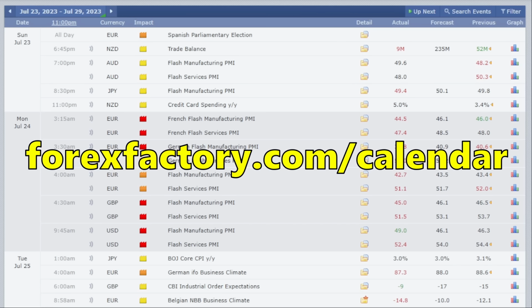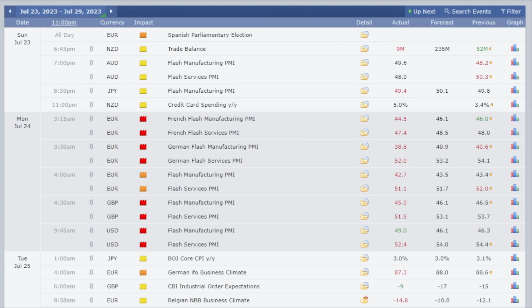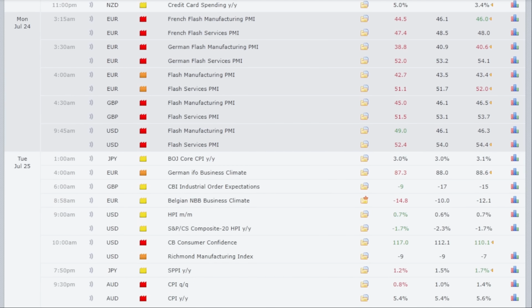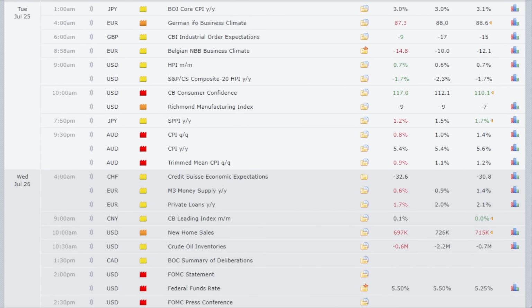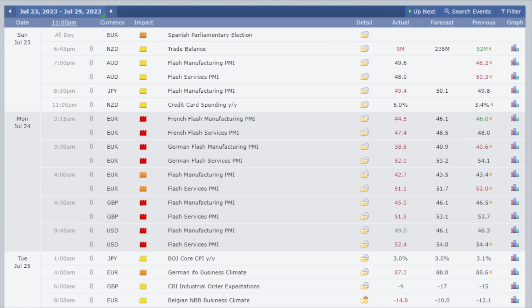If you search forexfactory.com/calendar, this is the page you'll be taken to. This is where you can find the news events which are taking place throughout the week across all asset classes. Our first step here is to filter out the noise of all the unnecessary news events, as all we're concerned about are the significant high impact news events which are taking place during the week.